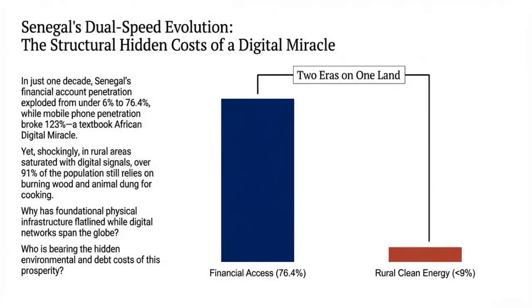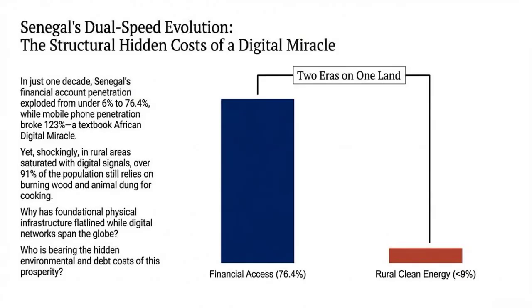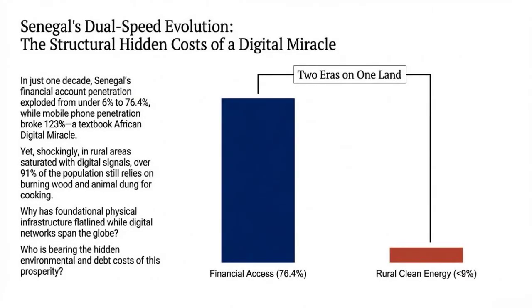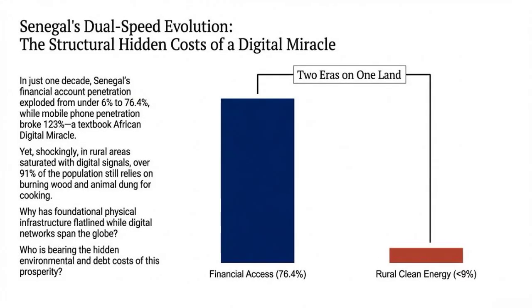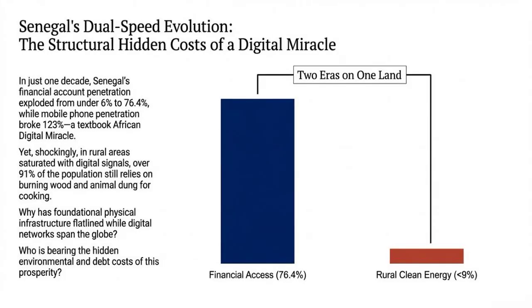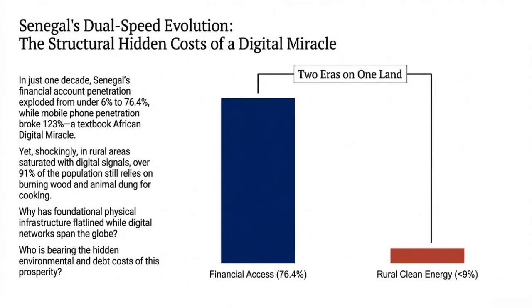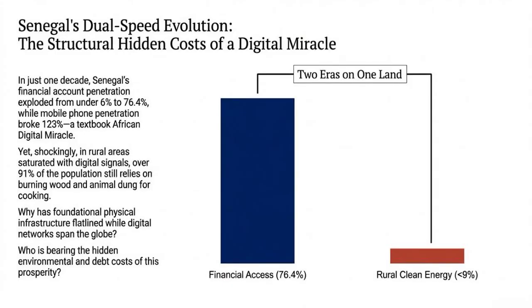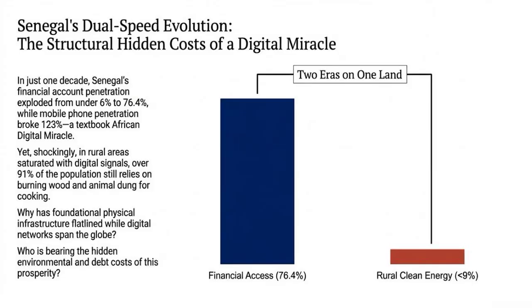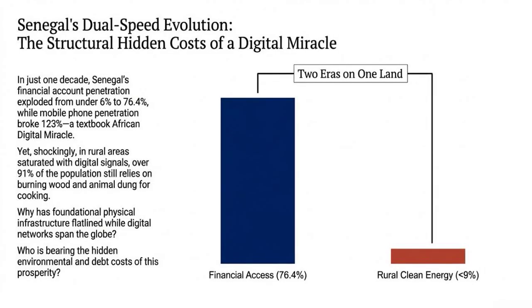Picture a rural village. You have a woman there, and she is trading global currency on her smartphone. Right, just instantly receiving a digital remittance from someone halfway across the world. Exactly. The transaction takes, what, maybe 3 seconds? But then she puts the phone down, she turns around, and she spends the next 4 hours sitting in this incredibly smoke-filled room. And she's cooking her family's dinner by burning dried animal dung and wood. It is just such a jarring image.